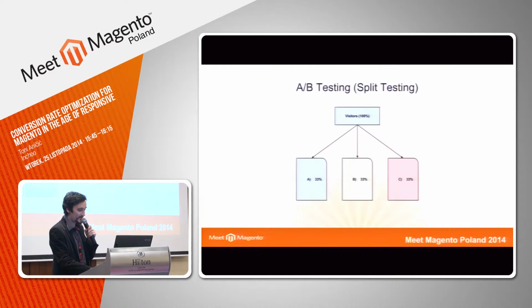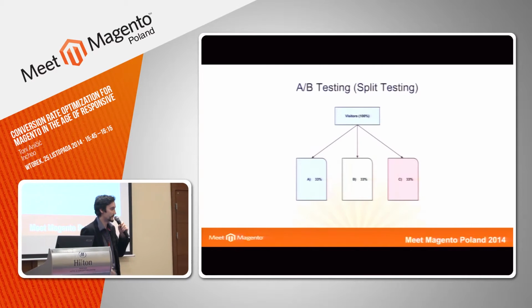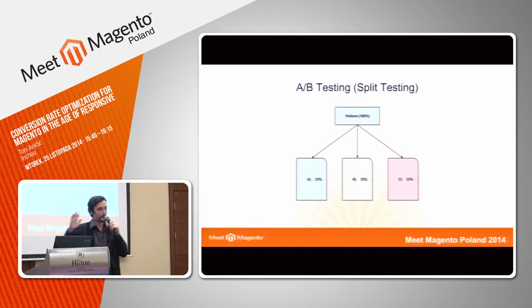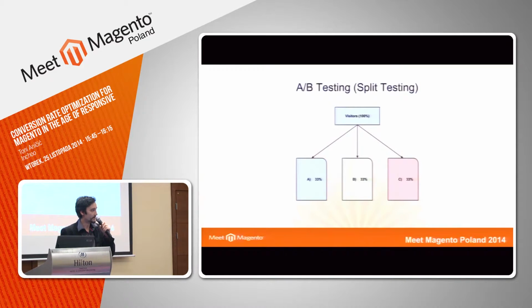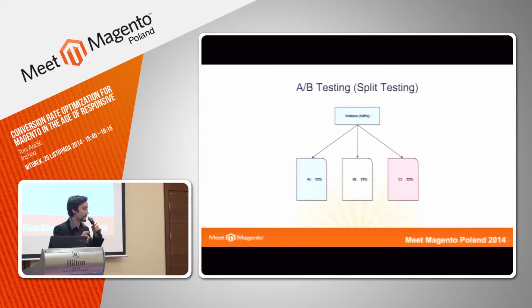Okay, so in A/B testing, you have your visitors, and you send them to different variations of the different pages. For example, you create one type of landing page, and then you create a completely other landing page, and you split all of your visitors to one and the other and see which one converts better.